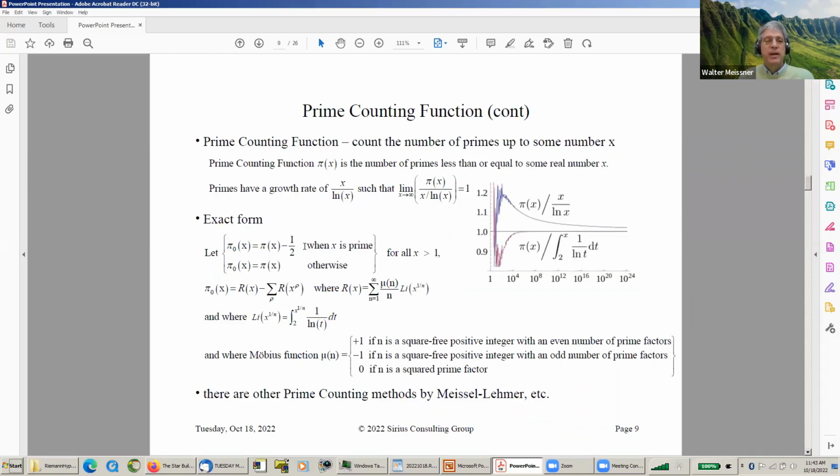There are other people that have looked at it, and I just provide this for reference. They came up with an exact form, and the exact form uses the logarithmic integral and also another function, the Möbius function, which results in +1, -1, or 0, given some condition. I have a feeling that this corrects for any inaccuracies by the integral formula. And there are other counting methods done by other people.